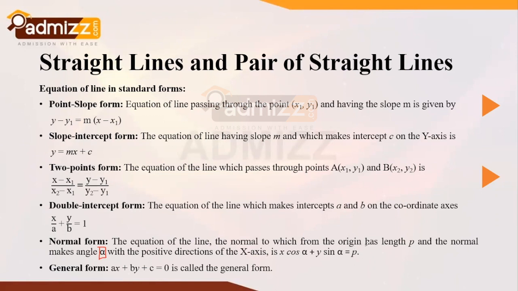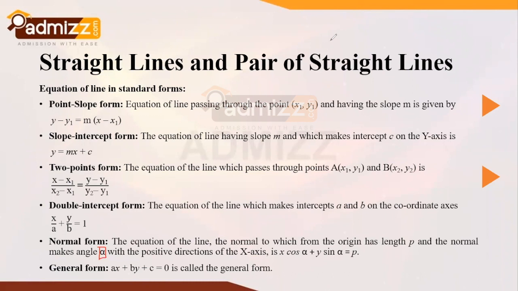Here p is the length, the distance of the normal from the origin. So the normal to the line from the origin has length p. That particular length will be provided to you in the question itself, and simple substitution in this equation will give you the result of your problem.